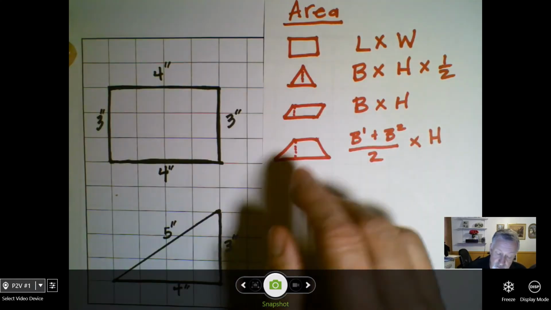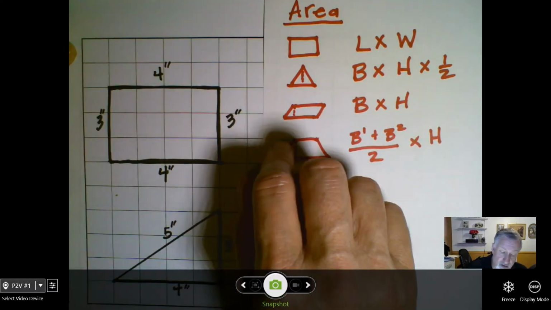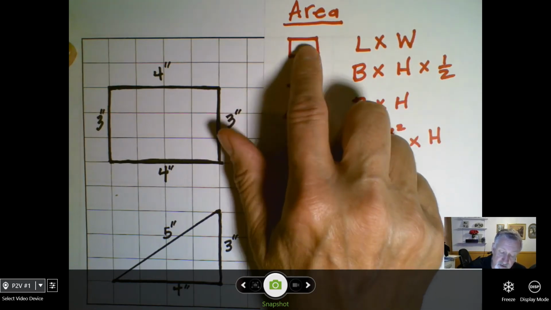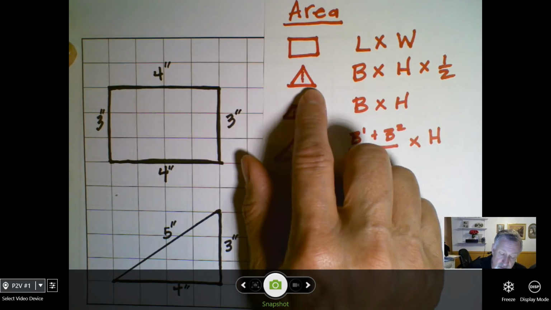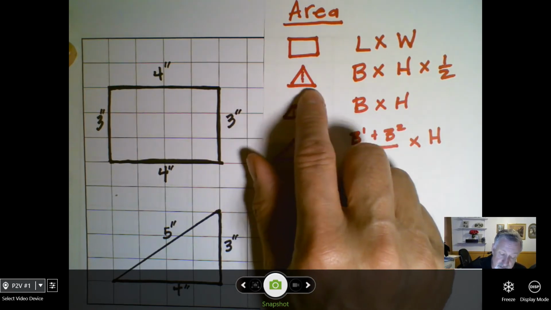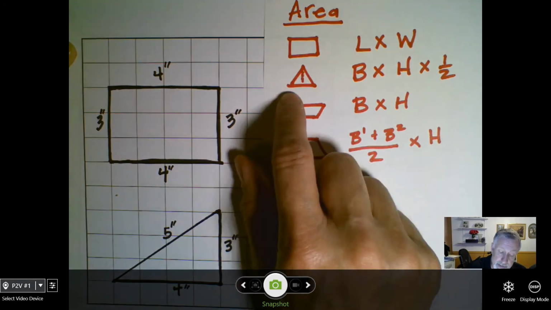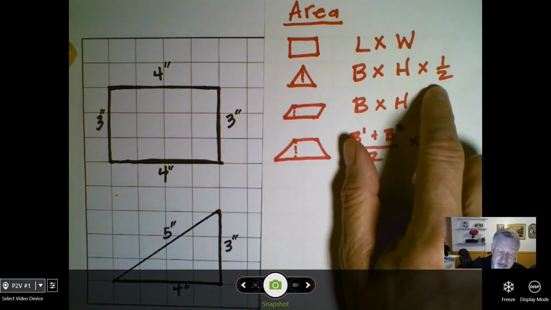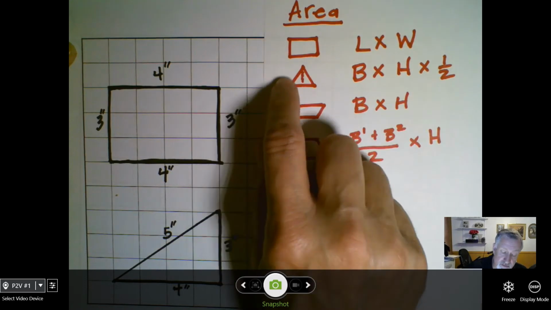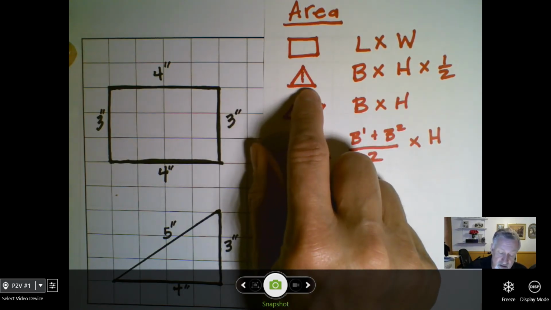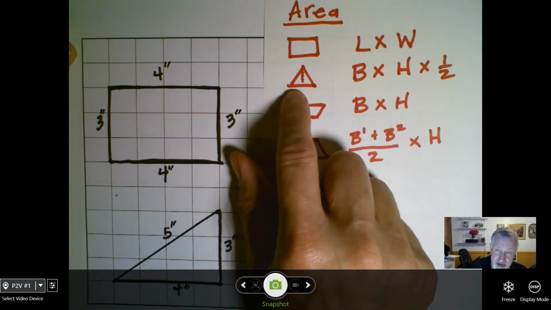So here are the area formulas we've been dealing with. Rectangle, length times width will give us the area. Triangle, base, the bottom, times the height, the distance to the apex or the top of the triangle. Base times height, and then we would take half of that, because base times height would give us the area of the square or rectangle the triangle was contained in, and the triangle only takes up half that space.